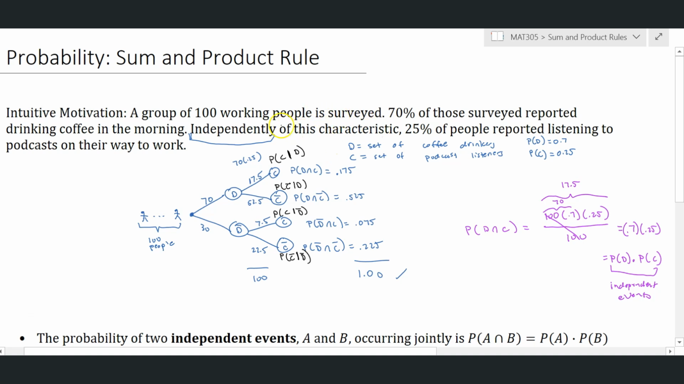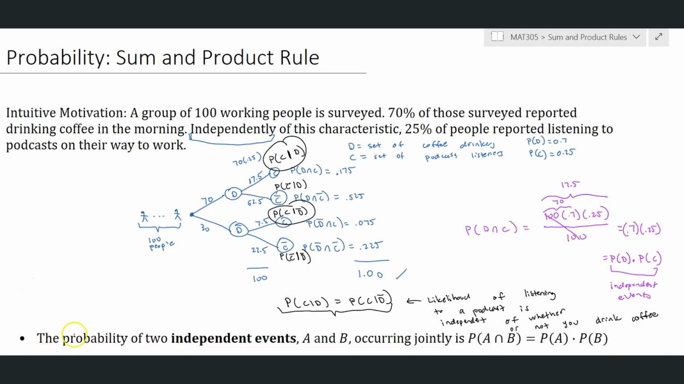So in our case, notice that the probability of C given D and the probability of C given D bar are the same. And what does this mean? This just means, and we already knew that in this case because that's how we set it up, that the likelihood of listening to a podcast is independent of whether or not you drink coffee.